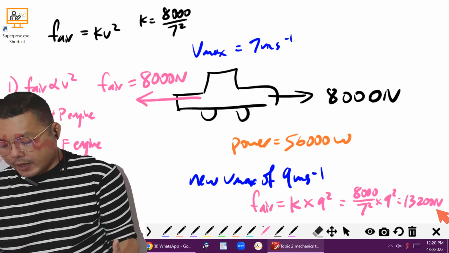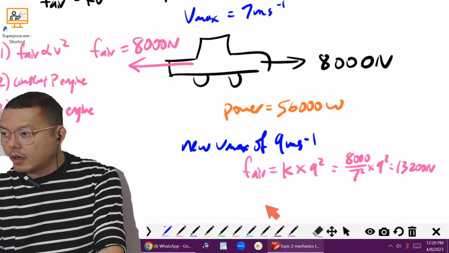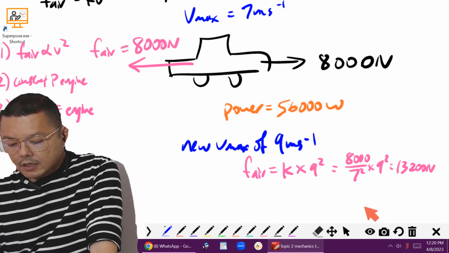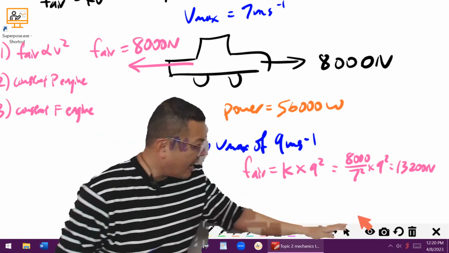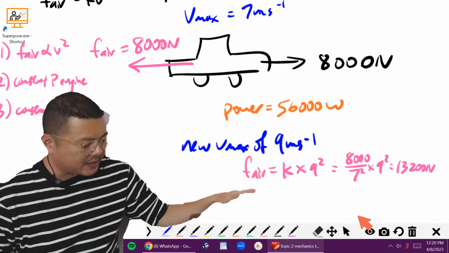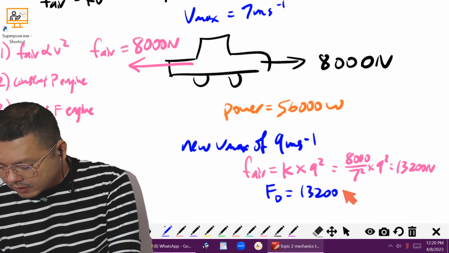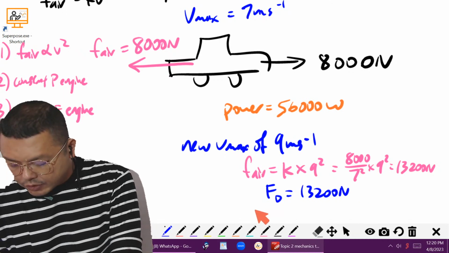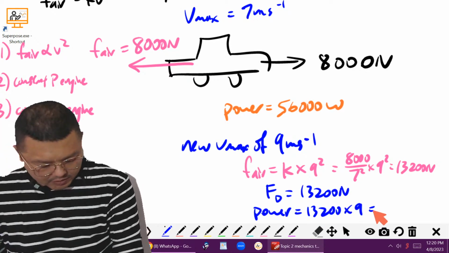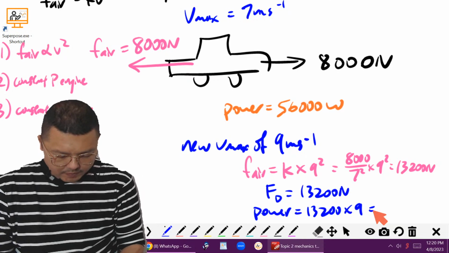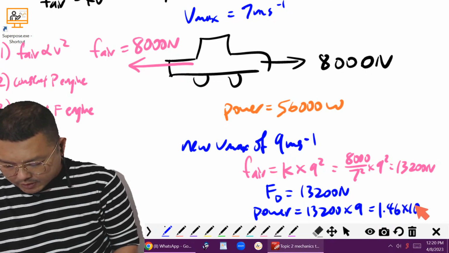Good. What will be the new power of the car? Because if this is the new air resistance, and you want it to be at the new Vmax of 9 meters per second, then your new driving force is also 13,200 newtons. Therefore the new power will be 13,200 times 9.